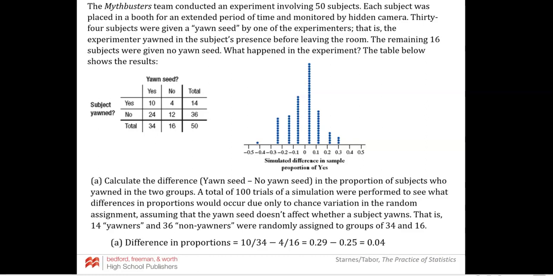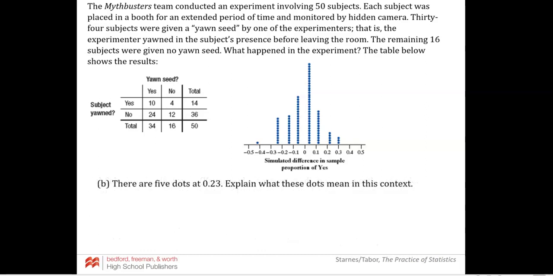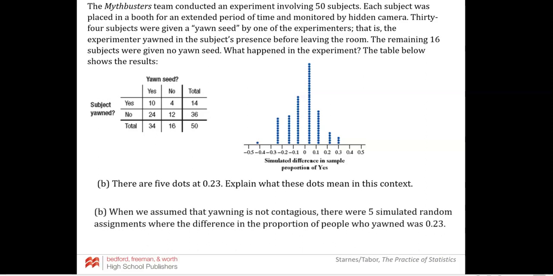And so 0.04, where does that fit in here? That fits right about in the middle. The median looks to be right about 0.04. So about half of the results in the simulation, which again is just simulated, were 0.04 or bigger, more extreme. And by the way, it says there are 5 dots at 0.23. Okay, I see those 5 dots. What do those mean? In the simulation, assuming that yawning is not contagious, there are 5 simulated random assignments where the difference in the proportion was 0.23.